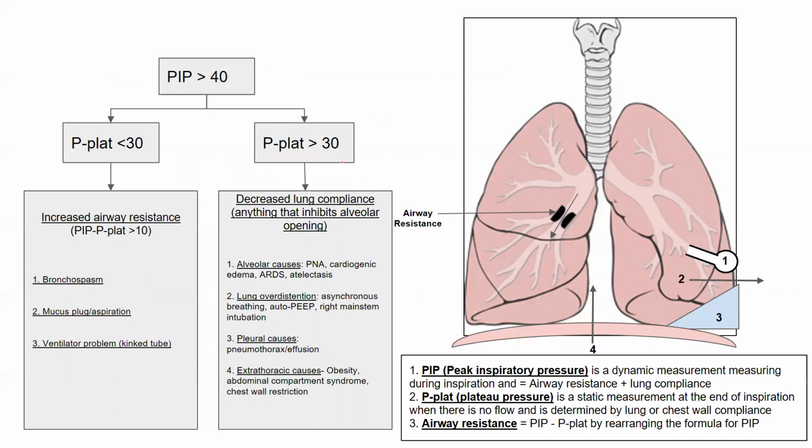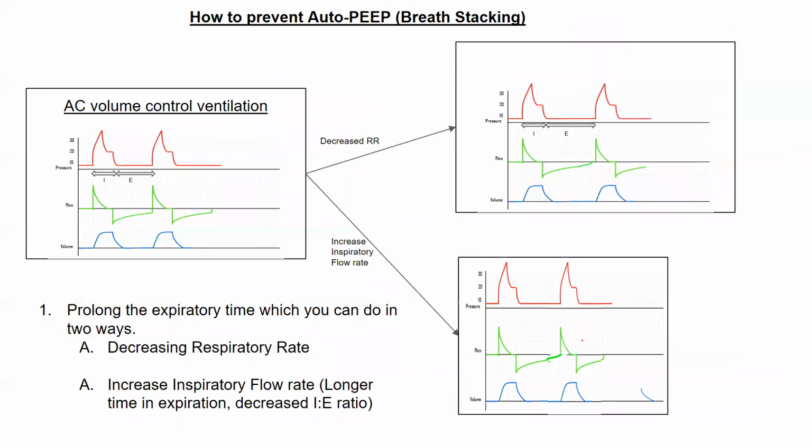Lastly, remember what increases your airway resistance: bronchospasm, mucus plug, ventilator problems like a kinked tube. And then remember the things that decrease your lung compliance, or anything that inhibits alveolar opening, which could be alveolar issues, lung overdistension, pleural effusions, and extrathoracic causes like obesity. And lastly, how to prevent auto-PEEP. So how to prevent breath stacking, right?